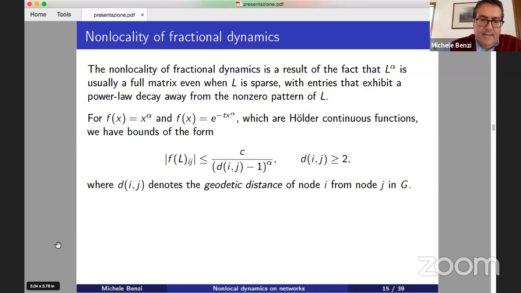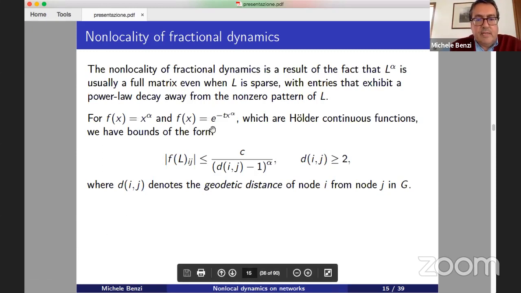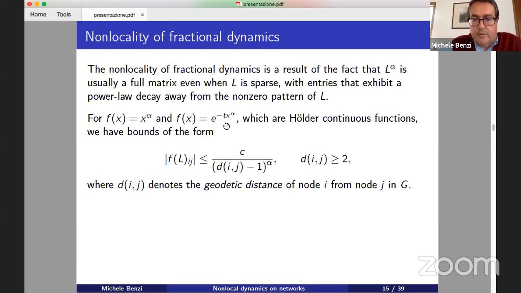An observation to be made here is that the alpha power of x, and therefore also this exponential, are not analytic functions. They're only Holder continuous functions. And so we are going to be able to prove a bound on the entries of either one of these functions of this form. We're going to have a constant divided by the distance between node i and node j, using the geodetic distance of node i from node j in the graph, with a limitation that we're looking at a distance of at least 2, but this is not so important. And then everything is raised to the alpha power.